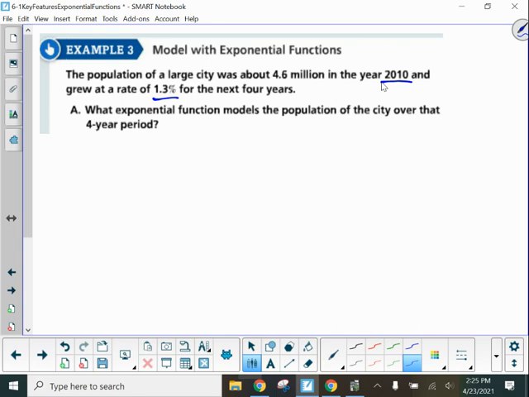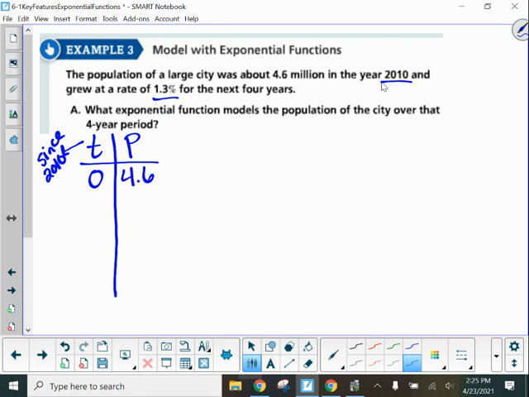So let's look at a table. I am going to make 2 different columns. T is going to represent my time. P is going to represent my population. Your time is going to be years since 2010, so year 0 is the year 2010. And of course, P is going to be in millions. We're not actually going to write it out with all the zeros to make it an actual million.